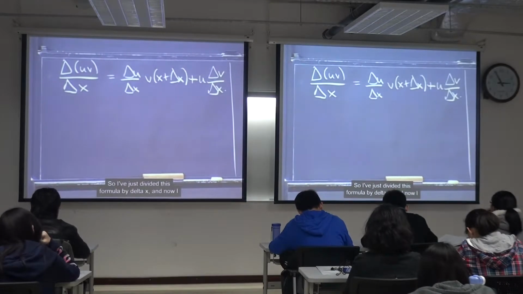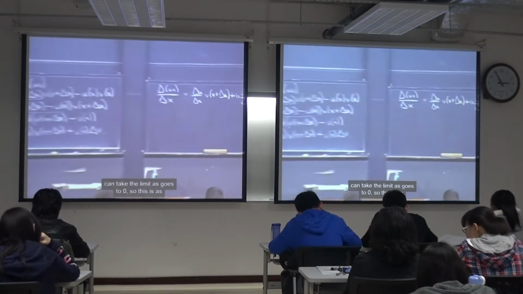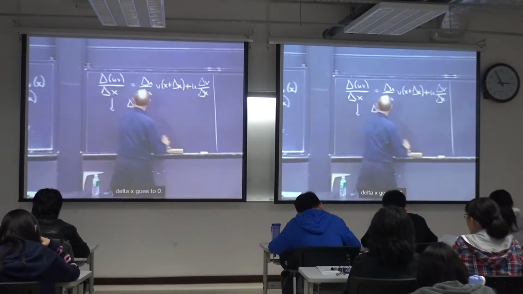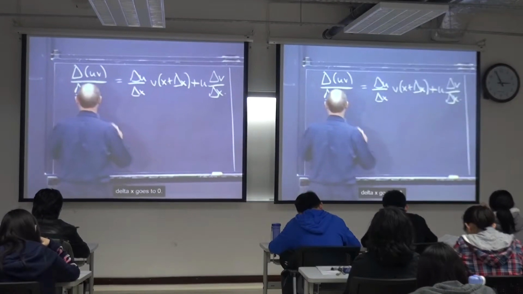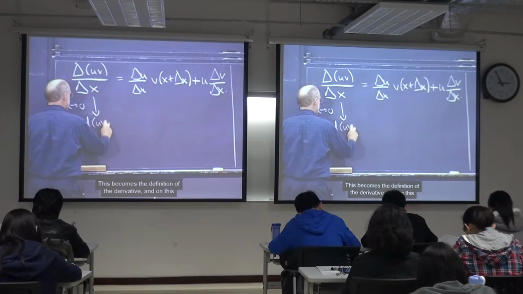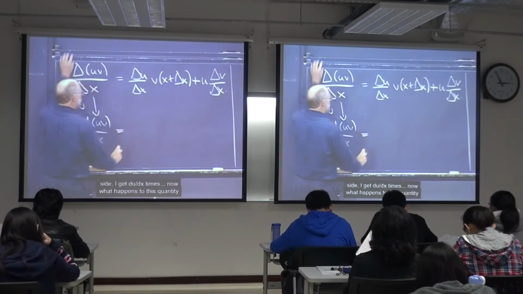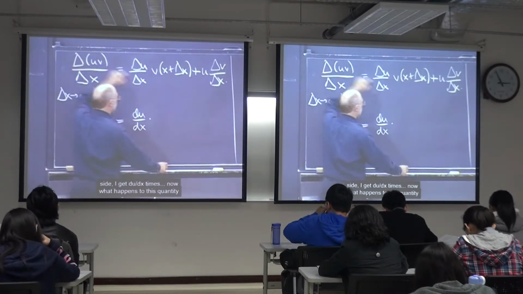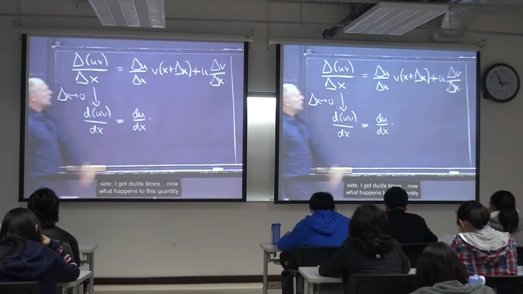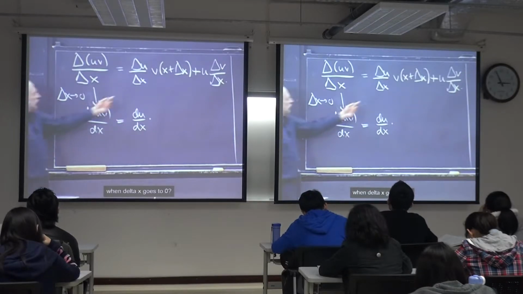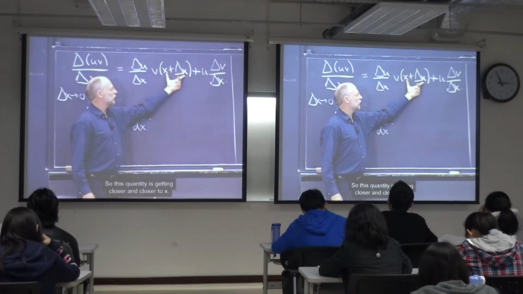So I've just divided this formula by delta x, and now I can take the limit as delta x goes to 0. This becomes the definition of the derivative. And on this side, I get d/dx times, now, what happens to this quantity when delta x goes to 0? So I'm getting closer and closer, so this quantity is getting closer and closer to x.